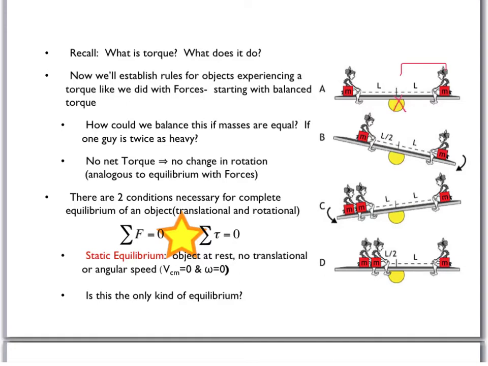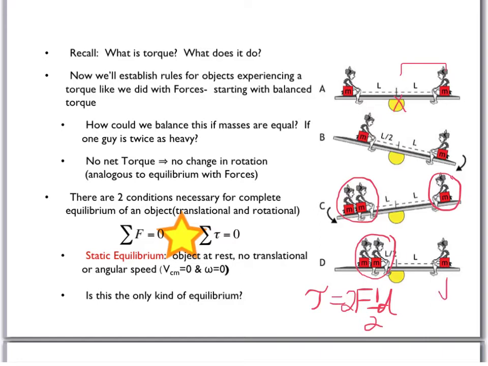Now, if we were to change the masses of these people, like maybe have one person be twice as big as the other person, we're going to need to change their location on the seesaw. Remember, torque is equal to a force and a lever arm. If their force is twice as big, then they would have to sit at a lever arm distance that is half of what it used to be. That way, the torques will balance out.